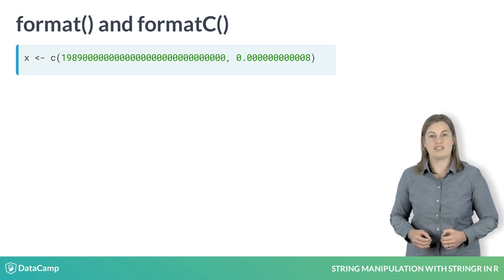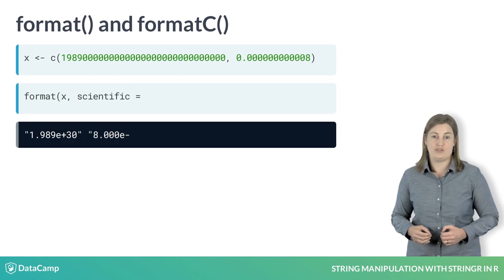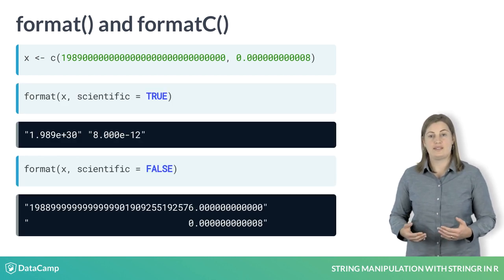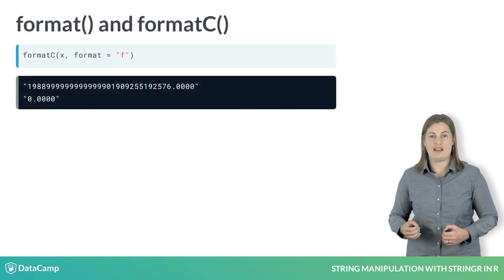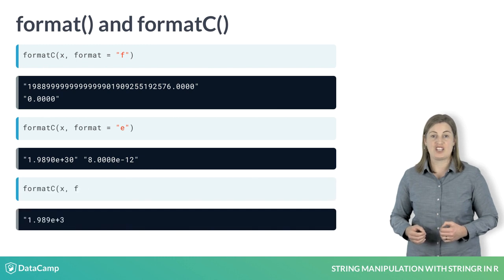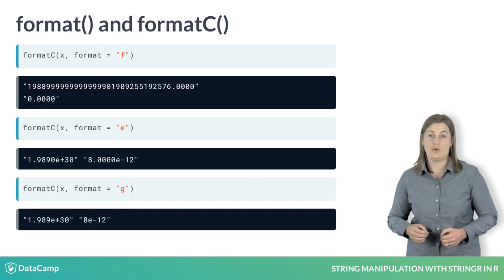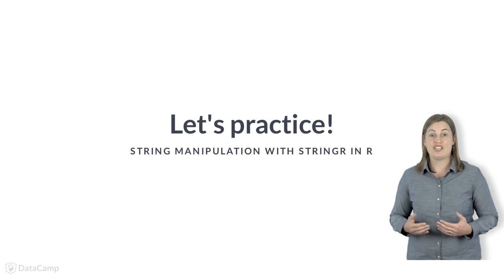In format, this is controlled by the scientific argument, set to true for scientific format and false for fixed format. In formatC, it's controlled by a format argument, which can be F for fixed, E for scientific, and additionally G for scientific, only if it saves space. The behavior of many of the other arguments depend on whether fixed or scientific notation is requested. You'll see a few of the most important ones in the following exercises.